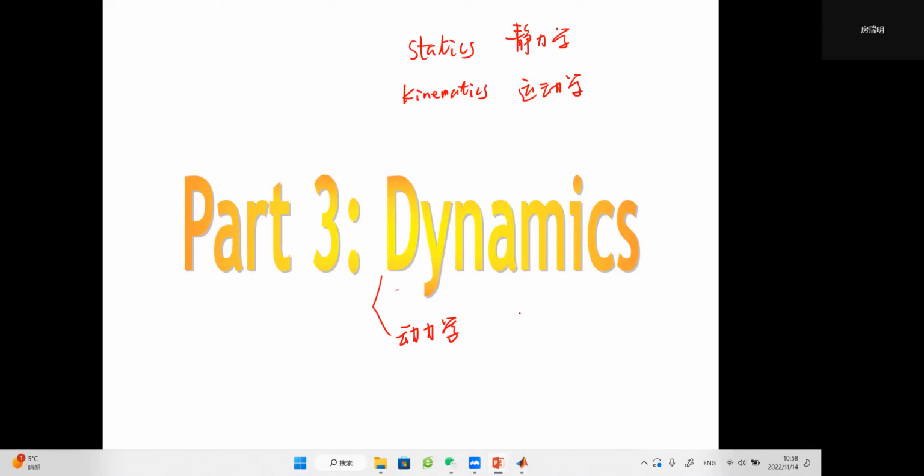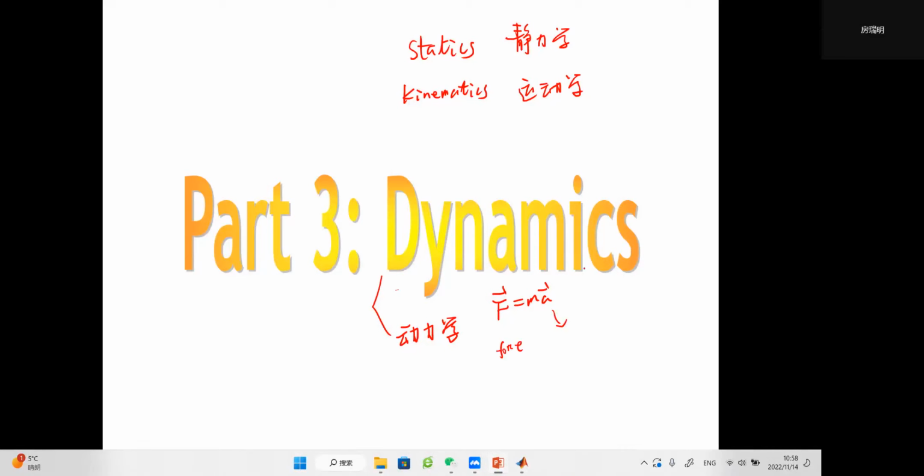Actually, the core knowledge point is Newton's second law. So we have F equals ma. I think you guys will have some impression of this very famous Newton's second law, right? Because it tells us the relationship between force, F means force, and a means acceleration.